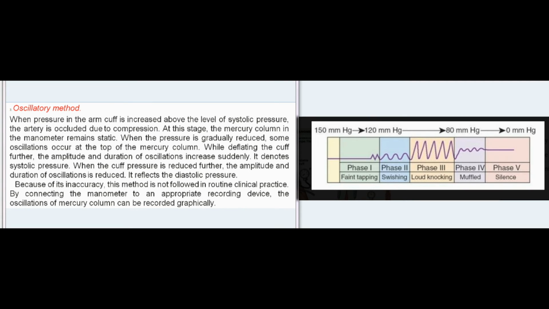It reflects the diastolic pressure. Because of its inaccuracy, this method is not followed in routine clinical practice. By connecting the manometer to an appropriate recording device, the oscillations of the mercury column can be recorded graphically.